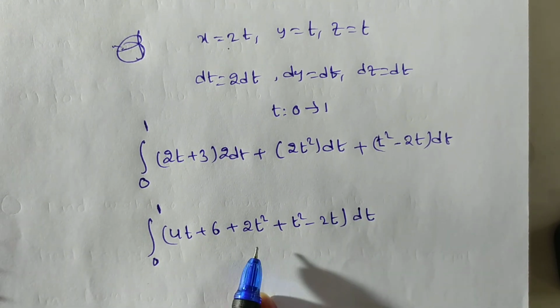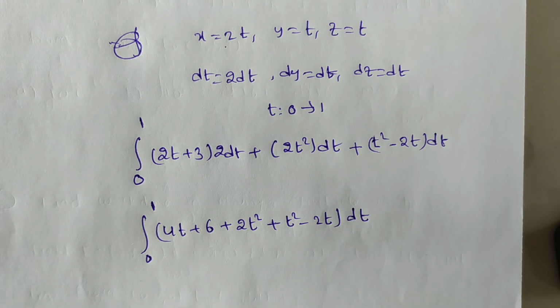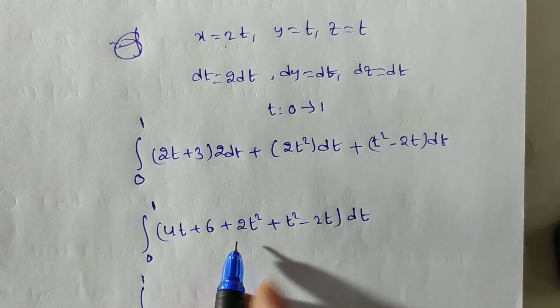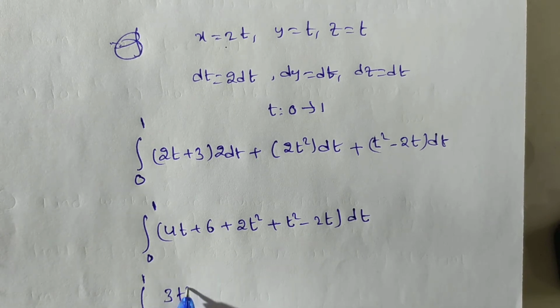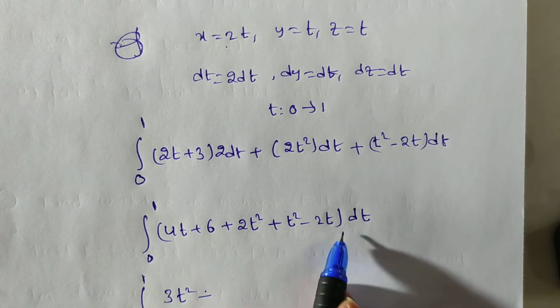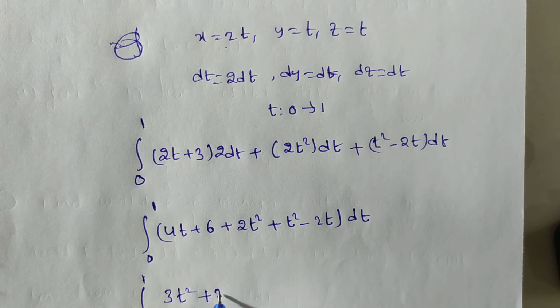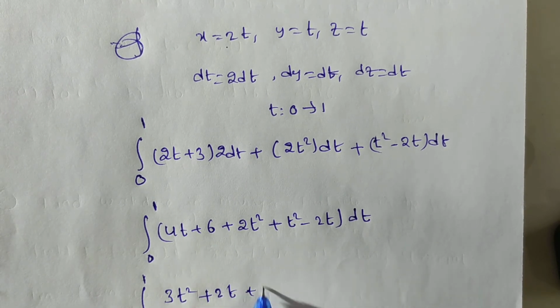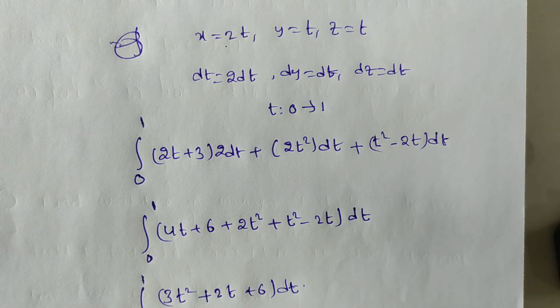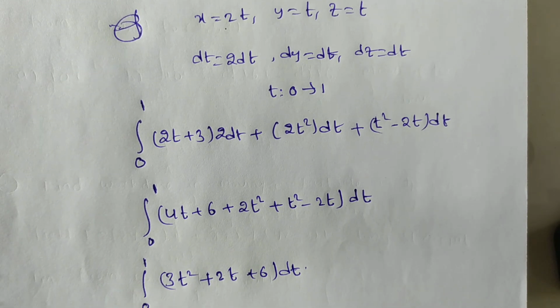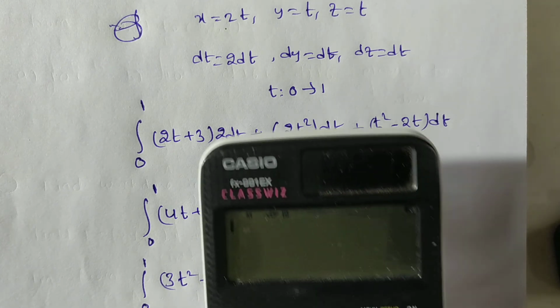Now powers if equal, then we have to add. That is, integral from 0 to 1. If you simplify, 2t square plus t square is nothing but 3t square, and 4t minus 2t is plus 2t, plus 6, into dt. Friends, you remember, if this is given in a theoretical exam, then you have to do it completely. Suppose it is given in an objective exam, you can do it directly by using the calculator.